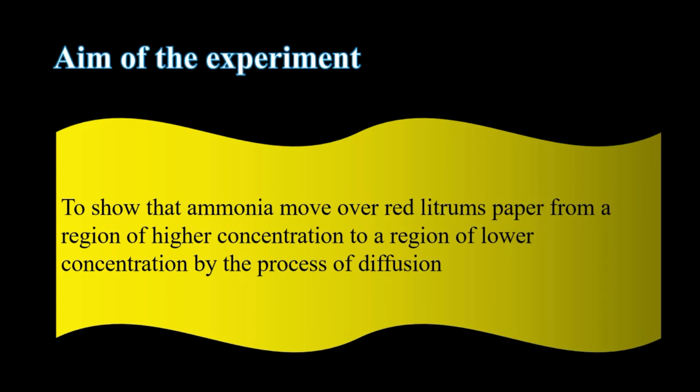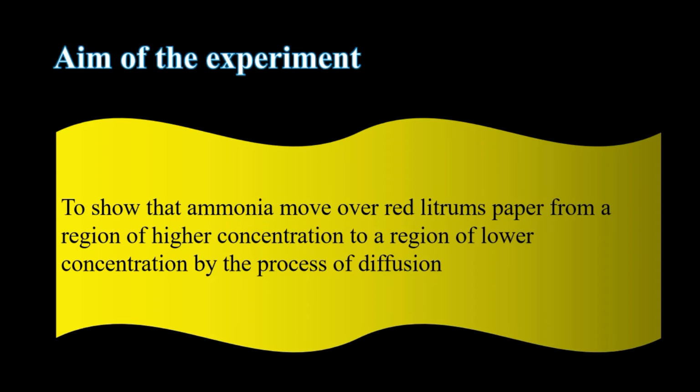What is diffusion? Diffusion is the movement of molecules, such as ammonia molecules, from a region of higher concentration to a region of lower concentration down a concentration gradient. In order for diffusion to occur, there should be a concentration gradient: a higher concentration and then a lower concentration. So that is diffusion.